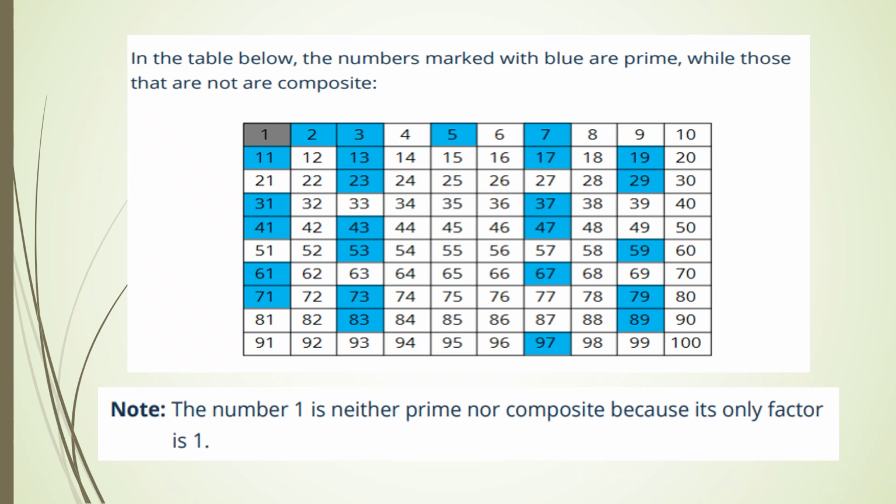Now, in the table below, the numbers marked with blue are prime, while those that are not are composite. Now look at number 1 right here. It's not blue and it's not even white in color. So you could tell number 1 is neither prime nor composite because its only factor is 1.